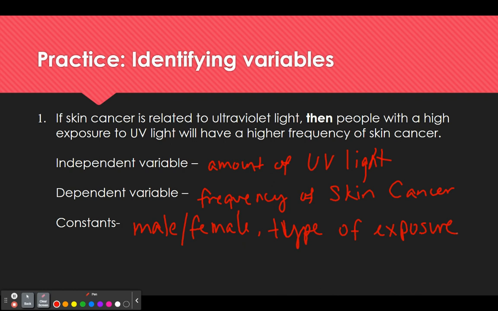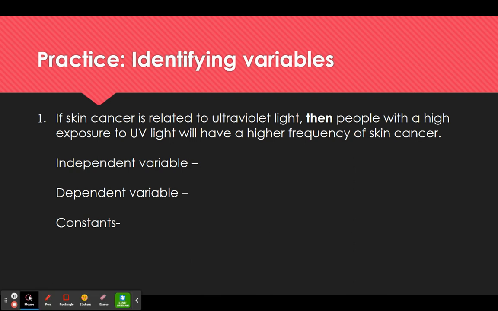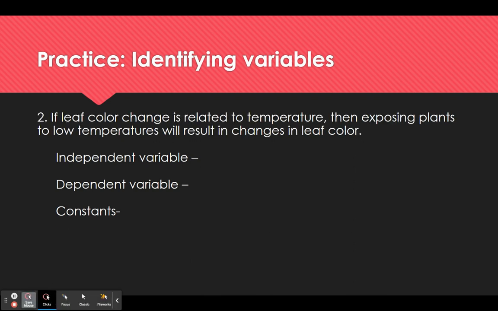So male or female, type of exposure. I might want to say their age. I might want to keep that constant. I might want to keep their sunscreen use. Like if there's someone who wears sunscreen every single day, I might want to change that if I were conducting this experiment. So this is just an example of one. The thing that I'm changing is the amount of UV light, and then what I'm measuring as a result is how much skin cancer they end up getting. Okay, let's try another one.